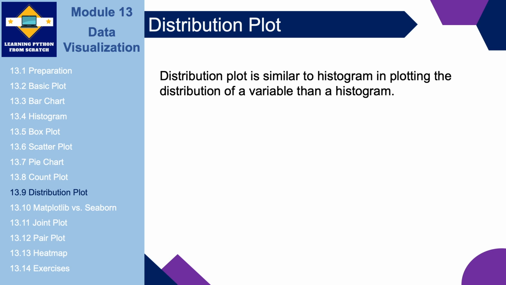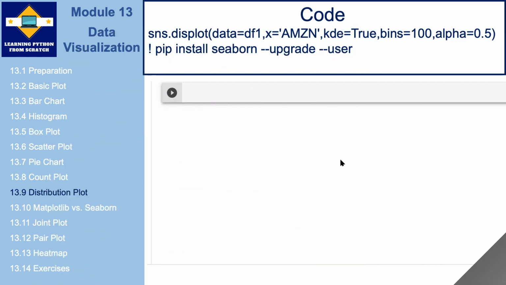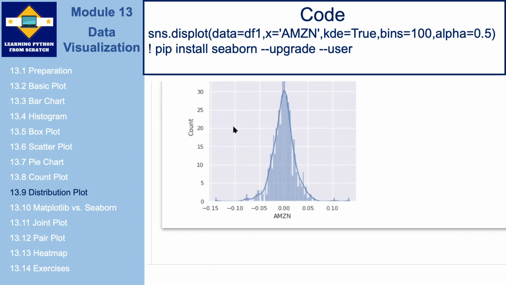Distribution plot is similar to histogram in plotting the distribution of a variable. Now we want to show the distribution of the daily stock return of Amazon. Here we use the displot method. By setting the parameter KDE to true, we can plot the kernel density estimate line in the distribution plot. Alpha determines the level of transparency of bins. And this is the distribution plot.